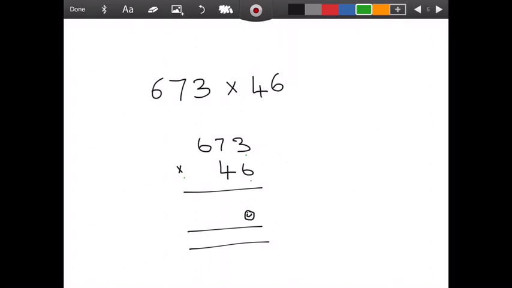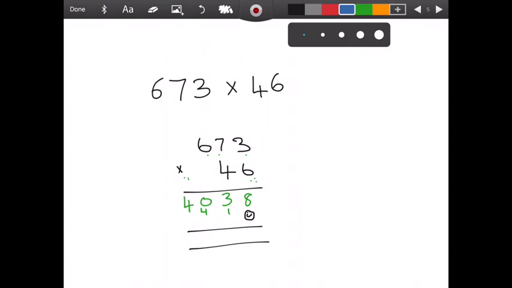Okay, 3 times 6 is 18, carry the 1. 7 times 6 is 42, add the 1 is 43. 6 times 6 is 36, add the 4 is 40. On to the tens now. 3 times 4 is 12, carry the 1. 7 times 4 is 28, add the 1 is going to be 29. And then finally 6 times 4 is 24, add the 2 is 26.